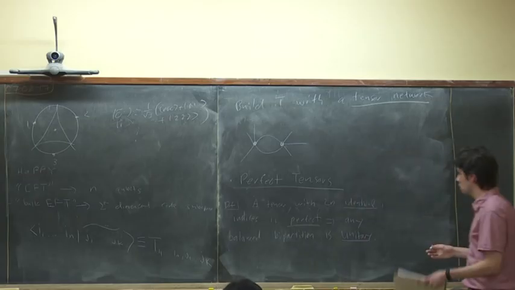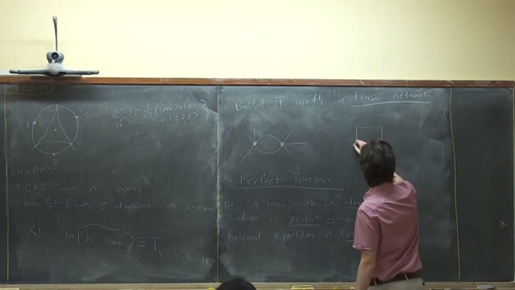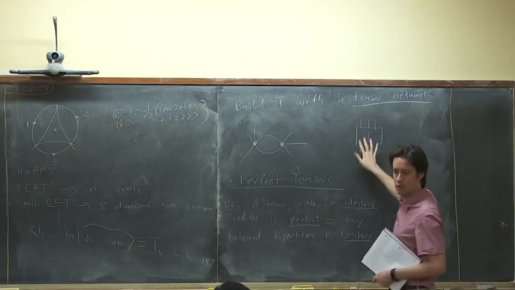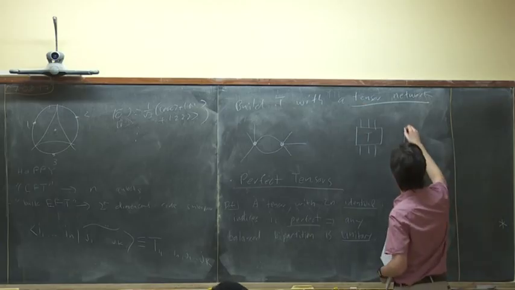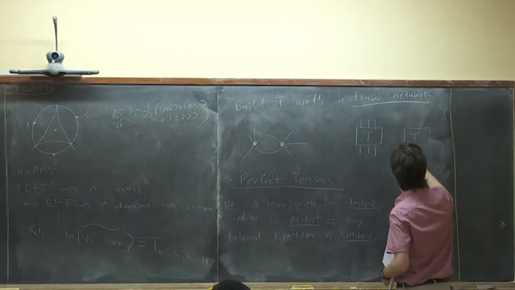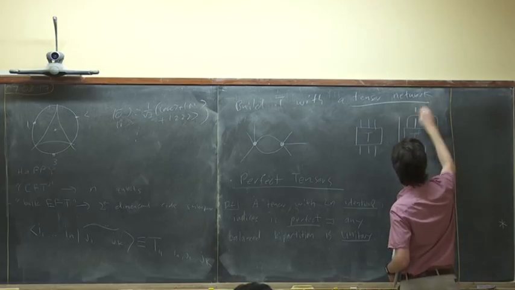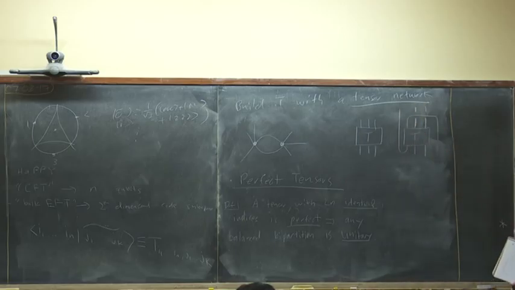So let me draw a picture. Say here we've got a perfect tensor with 6 indices. Balanced bipartition means a split into 3 and 3. For one thing, it says that this is a unitary transformation going this way, but it also says that this is also unitary, or any other split into 3 and 3. This is quite a restriction. It's quite a restriction, yes. And in fact, it's such a restriction that it's not obvious that perfect tensors should exist.